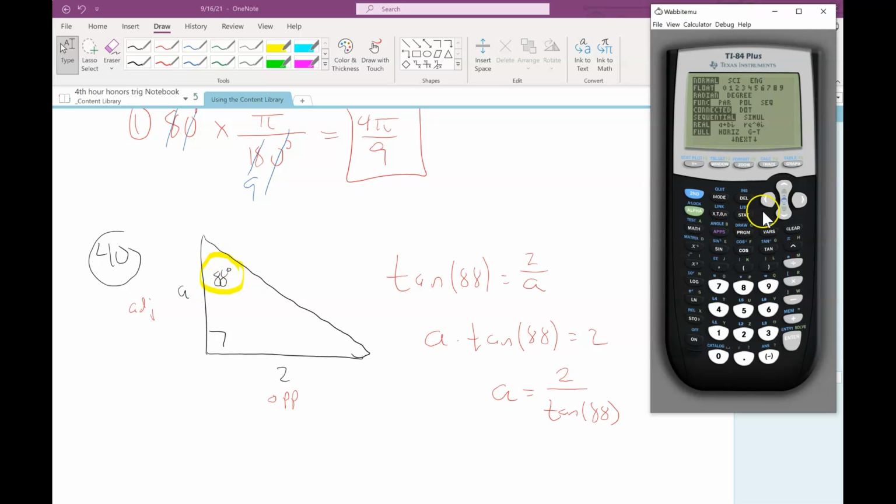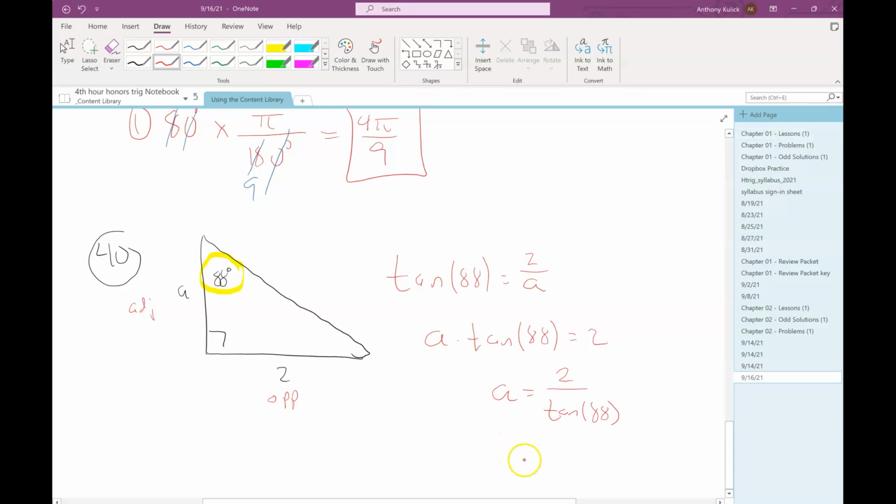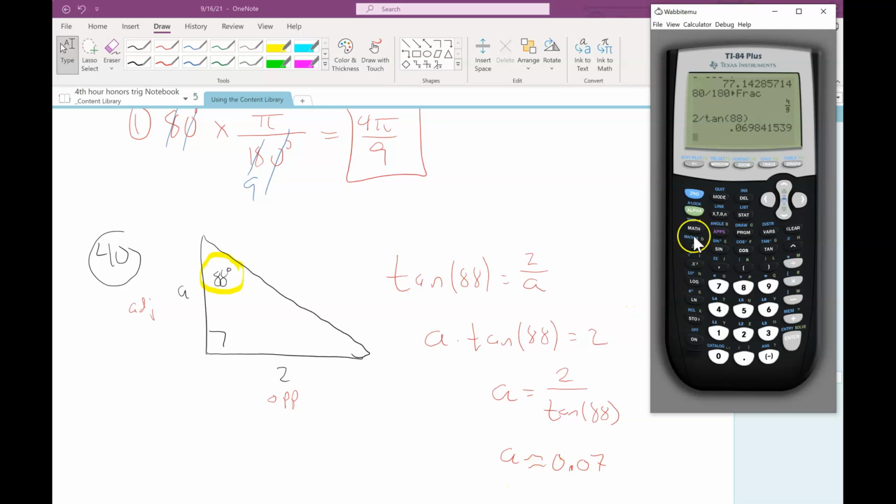Since this is in 88 degrees, I need to make sure that I change from radian to degree. I had it in radian earlier. So, oh, that's a small number. I guess that's right, because it's almost the right angle. So I get 0.07. The mode button is right next to the blue on button. And then if you look, the third option is radian versus degree. So you just move your cursor and press enter on the one you want it to change to. Whatever's highlighted is the mode it's currently in.